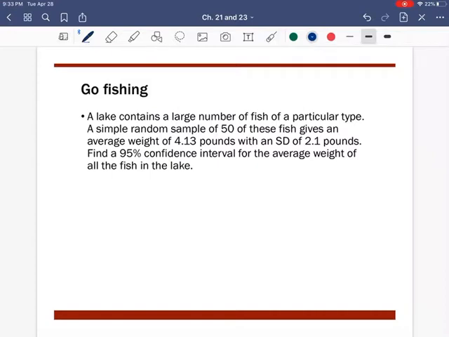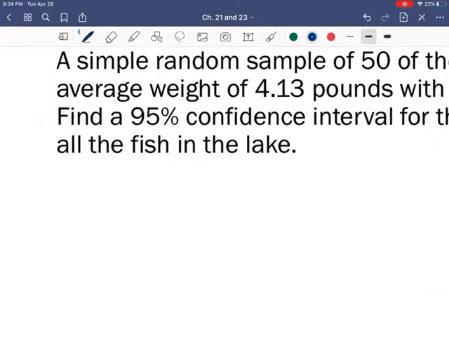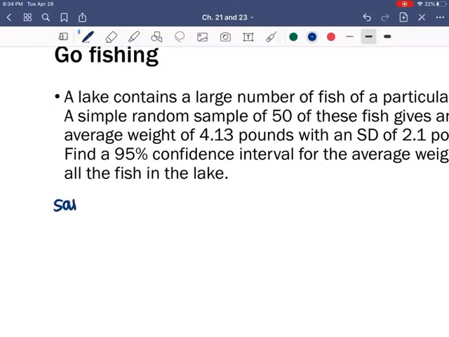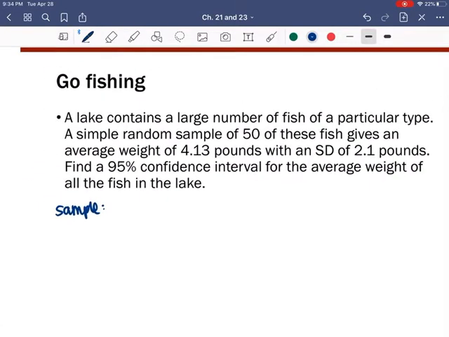So let's do that. A lake contains a large number of fish of a particular type. A simple random sample of 50 of these fish gives an average weight of 4.13 pounds. Okay, there is our sample average. It's not saying all the fish have an average weight of 4.13. There's a large number of fish, so we can't pull every single fish out, measure it, and throw it back in. We're just going to sample 50 fish, and we get a sample average of 4.13 pounds.